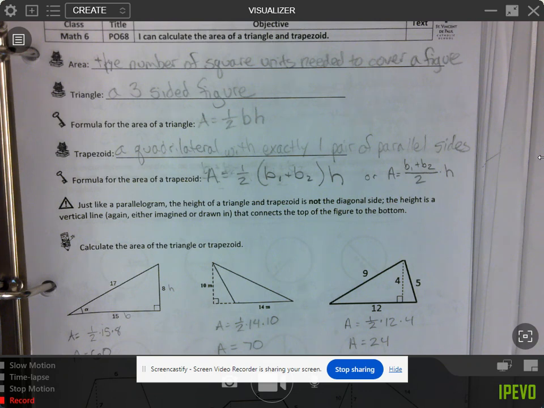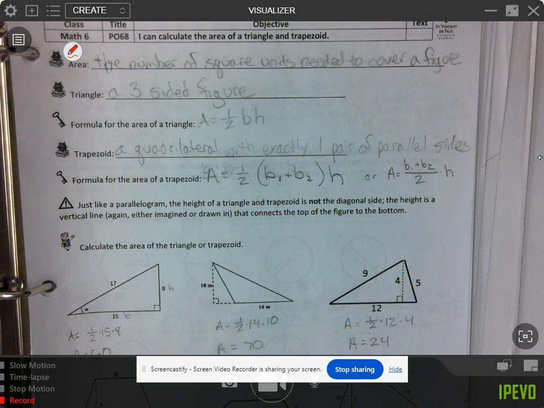So for the triangle, the formula that you have to know, you will want to put these on help sheets when we're preparing for our test. Always put formulas on help sheets and label them. Area of triangle is 1/2 base times height. The area of the trapezoid is 1/2 base 1 plus base 2 times the height.